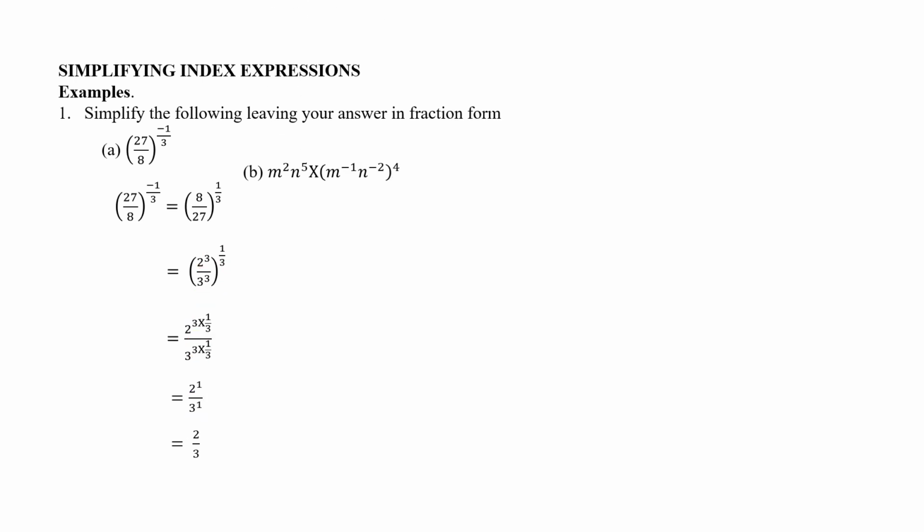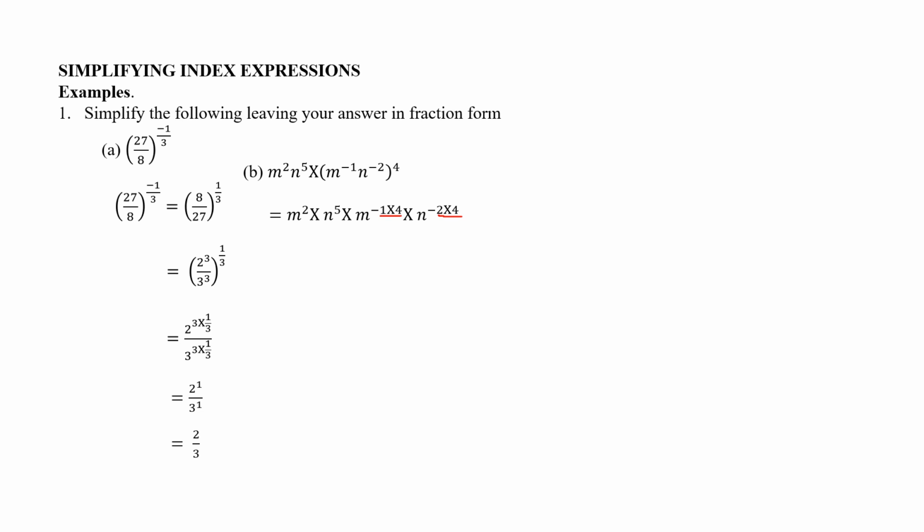Part B, which is m squared n power 5 times the m power negative 1 times n power negative 2. Then outside the bracket, we are having a power of 4. So the first step is to make this power outside the bracket multiply the powers of the bases which are inside the bracket. So opening our bracket there, the 4 is going to multiply the negative 1. Then also the 4 is going to multiply the negative 2 there.